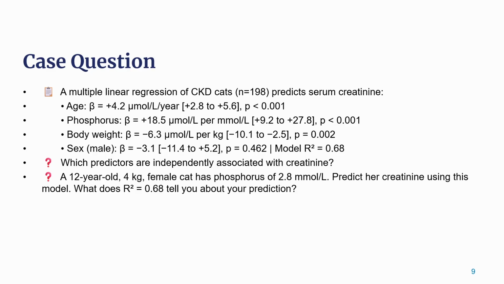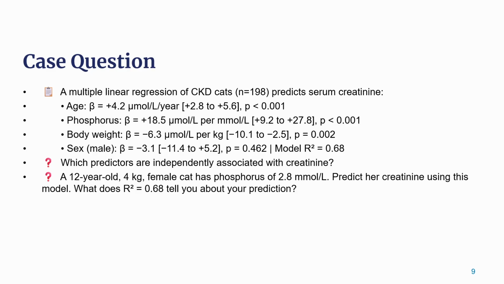Body weight? Yes. Confidence interval minus 10.1 to negative 2.5, doesn't cross 0. Sex, no. Confidence interval for sex is negative 11.4 to plus 5.2. It crosses 0. Not statistically significant after adjusting for the other variables.